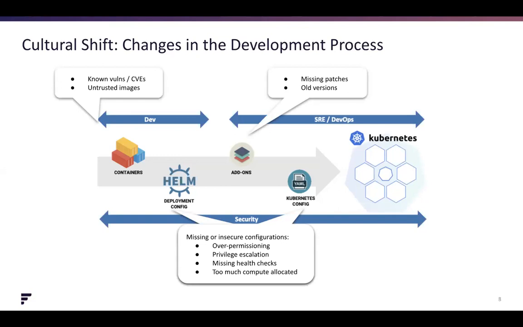When it comes to the actual container technology itself, understanding what known vulnerabilities or CVEs are in those containers becomes important. And when it comes to the configuration, there's a number of different ways that Kubernetes can either be configured to be insecure or configured to run in a way that is not reliable or not efficient. And so a lot of these new decision points are introduced in the process.